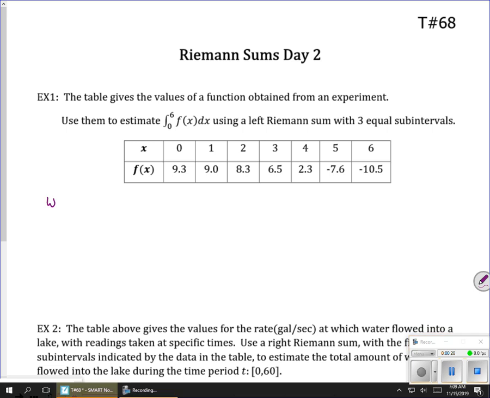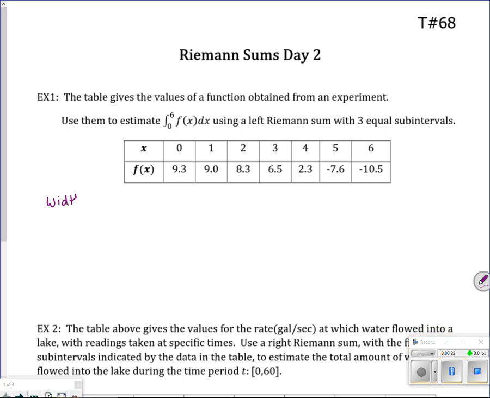Well, just like yesterday, the first thing we're going to do is the width, and that width is the difference of the bounds divided by the number of sum intervals I have. So that width will be 2. Now, I'm not saying I necessarily draw a full picture, but y'all, I do this. I go, okay, I'm going from 0 to 6. I see my rectangles taking shape.